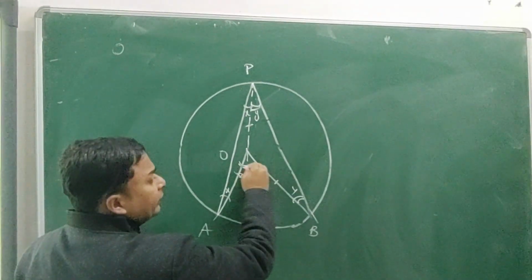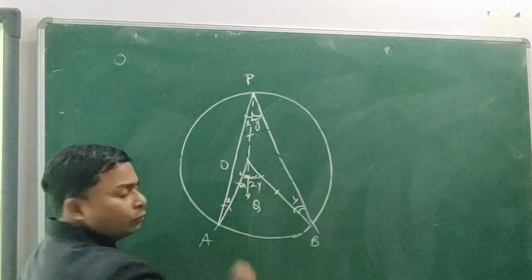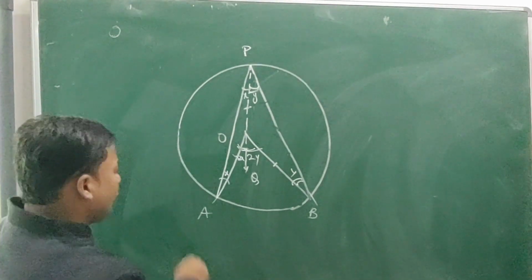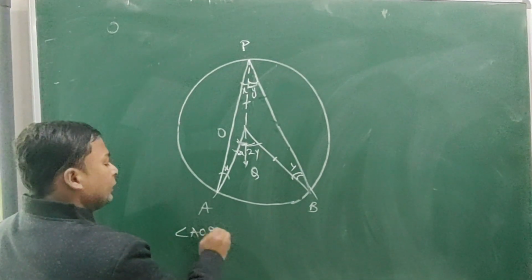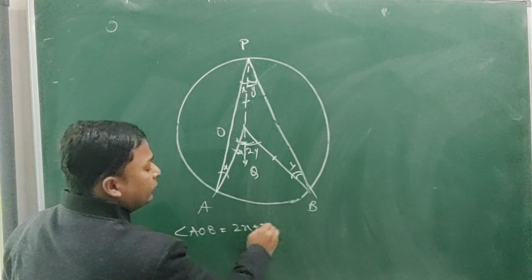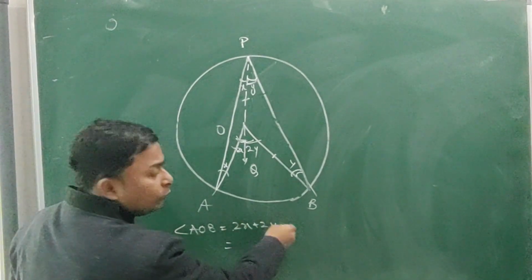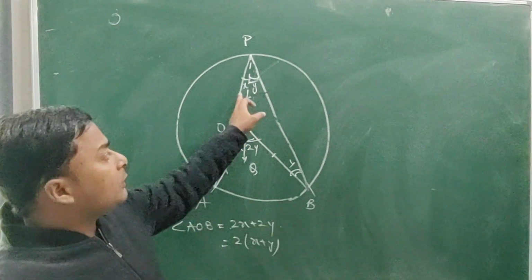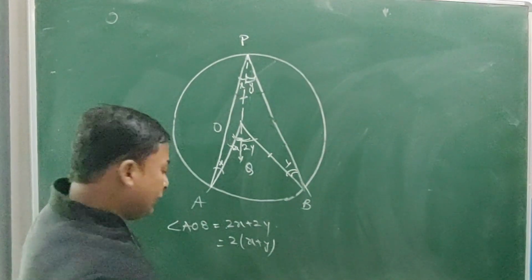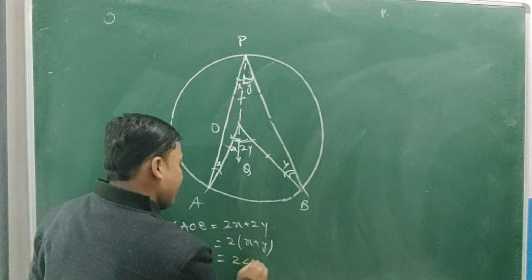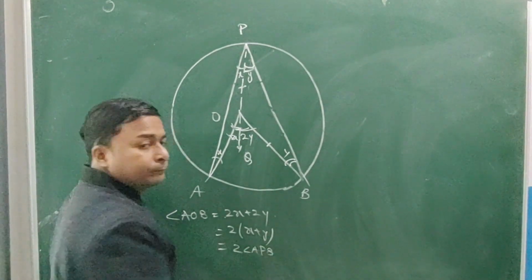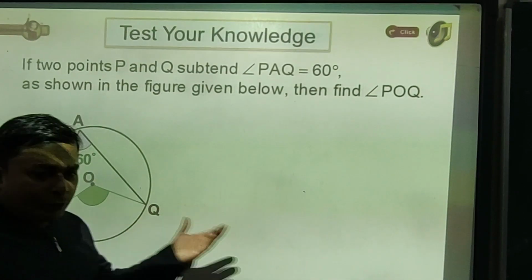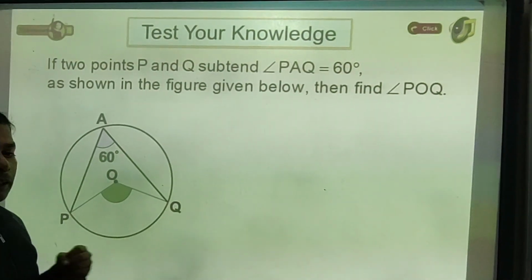What is the value of this angle? 2y. 2y. So, if I have to find out angle AOB is equal to what? Angle AOB, can I write 2x plus 2y and 2 common x plus y. What is the value of x plus y? Can I write angle APB? I hope it's clear.